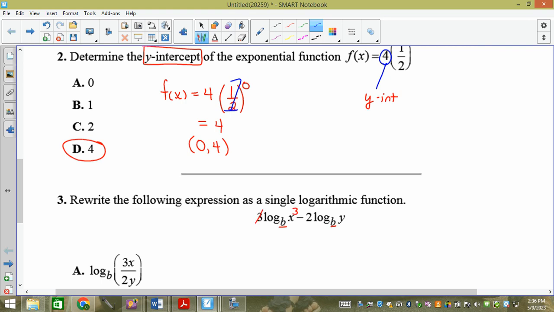So this comes up here, the 2 comes up here, and I'm left with log base b. Does the x cubed go in the numerator or the denominator? Numerator, because there's a plus 1 in front. So I get an x cubed up here. This one has a minus 1 in front, so the y squared goes to the denominator.